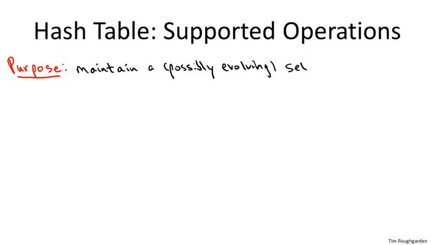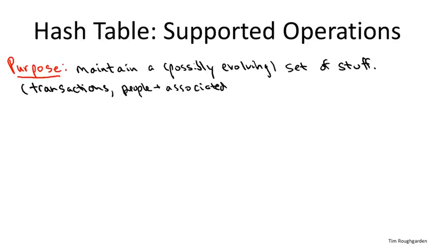So you can think of the purpose of a hash table as to maintain a possibly evolving set of stuff. Where, of course, the set of things that you're maintaining will vary with the application. It could be any number of things. So if you're running an e-commerce website, maybe you're keeping track of transactions. Again, maybe you're keeping track of people, like, for example, your friends and various data about them. So maybe you're keeping track of IP addresses, for example, if you want to know who are the unique visitors to your website, and so on.